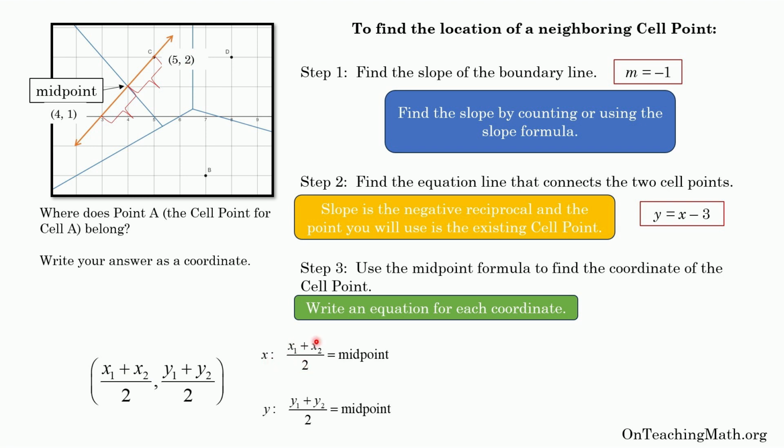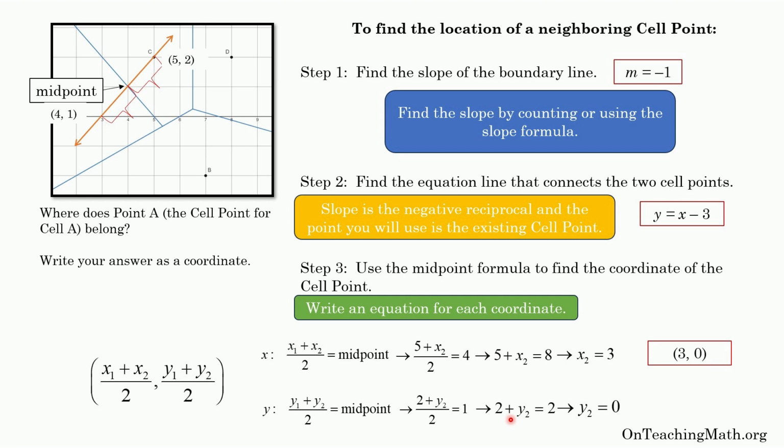So 5 plus the point I don't know, divided by 2, is going to be equal to 4, because 4 is the midpoint. If we solve this, multiply both sides by 2, we get 8. Subtract 5, x is 3. Let's do the same thing for the y. The y coordinate we do know, 2, plus the coordinate we don't know, divided by 2, is going to be the midpoint, and of course we know the midpoint coordinate for y is 1. So 2 plus the thing I don't know, divided by 2, equals 1. Let's solve that. You get y equals 0.